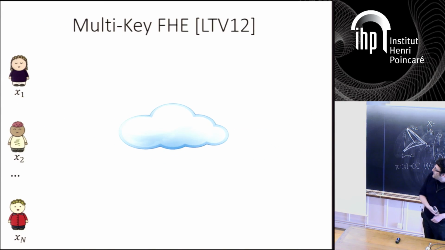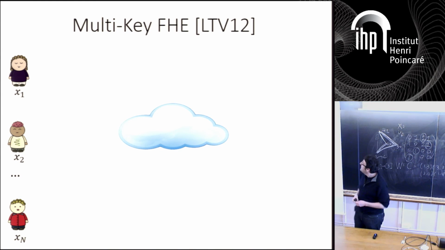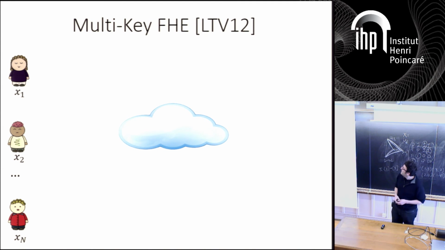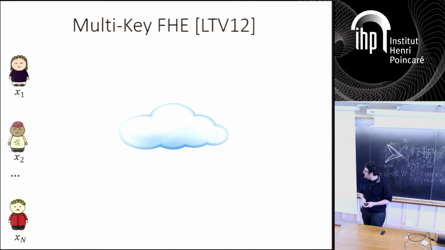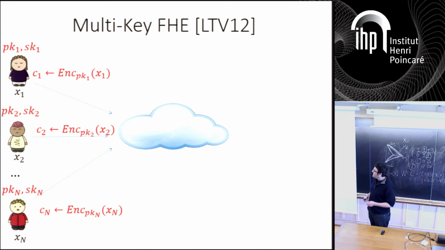The second primitive is an extension of this that is called multi-key FHE. It was introduced in a work by Lopez-Alt, Tromer, and Vaikuntanathan a little more recently. And so here we don't have just one user. We actually have n different users. And these users have totally independent public key, secret keys. They don't coordinate with each other. Each user chooses his own key pair. And they have their own inputs. They encrypt them separately and send these ciphertexts to the cloud. So now you still have n ciphertexts like you had before, but they're under different keys. They're not under the same key.